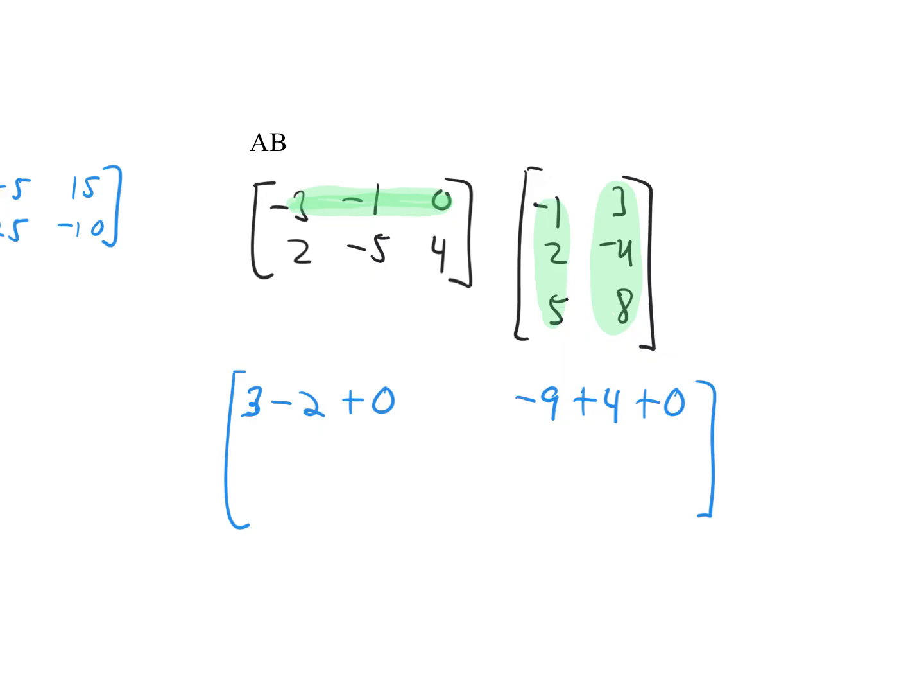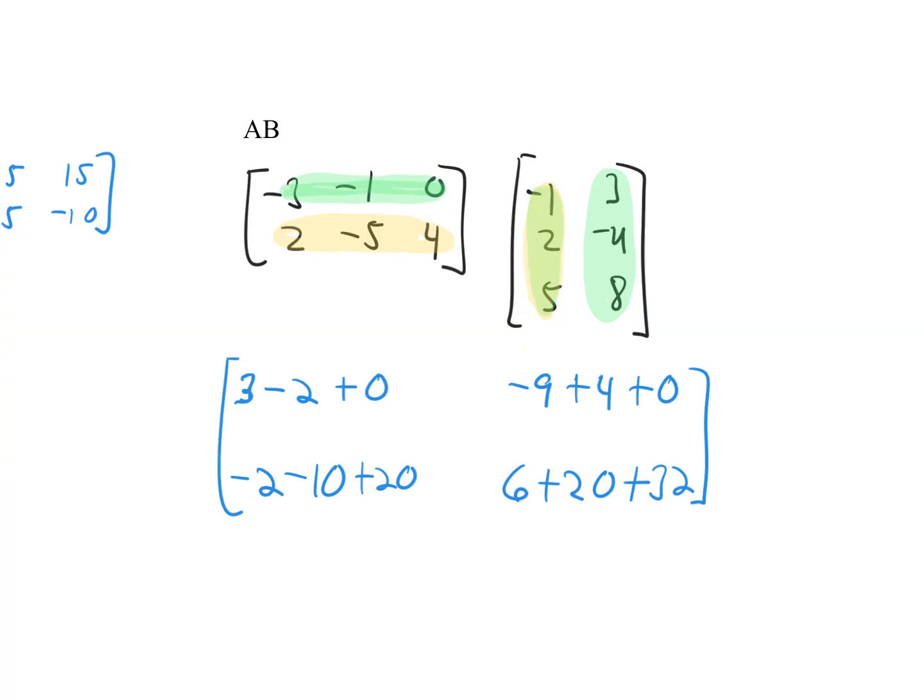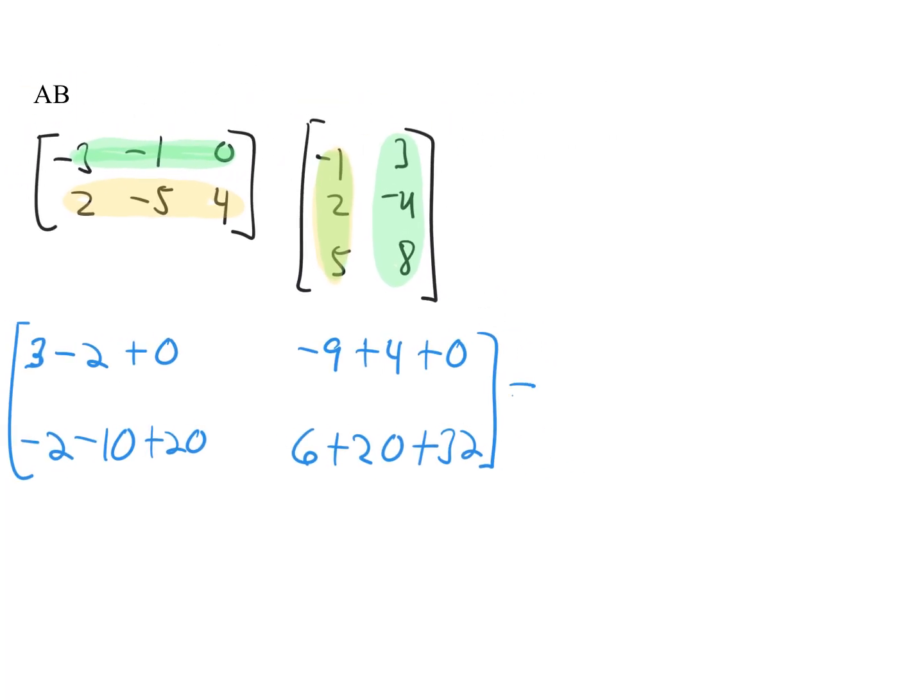All right, now you move on to the second row. So now I'm using the second row first column, and we're going to repeat the process. What does the first times the first get you? -2, second times the second. -10, third times the third. 20. And then lastly, we do the same. Okay, same exact process with the last one. What's the first times the first in the 6? And then 20. And then 32. All right, and those are your 4 entries. You just want to simplify all of these now.